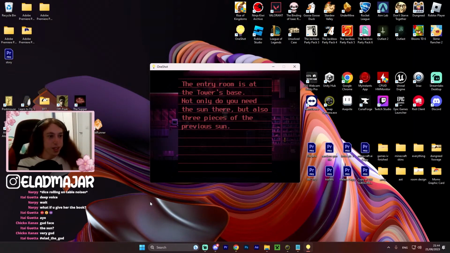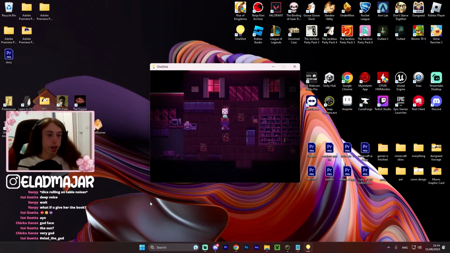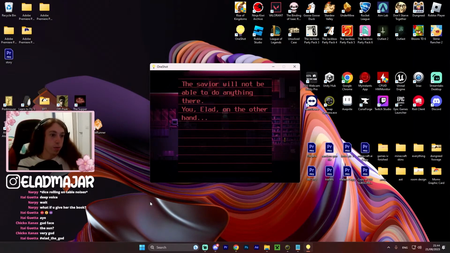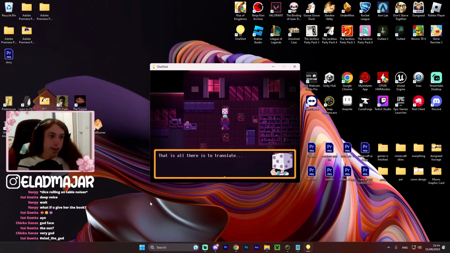The entry room is at the tower base. Not only do you need the sun there, but also three pieces of the previous sun. The saver will not be able to do anything there. You, Elad, on the other hand, look at the pattern on the floor. Do as it says. The window will be gone, so you need to bring it back. That is all there is to translate.